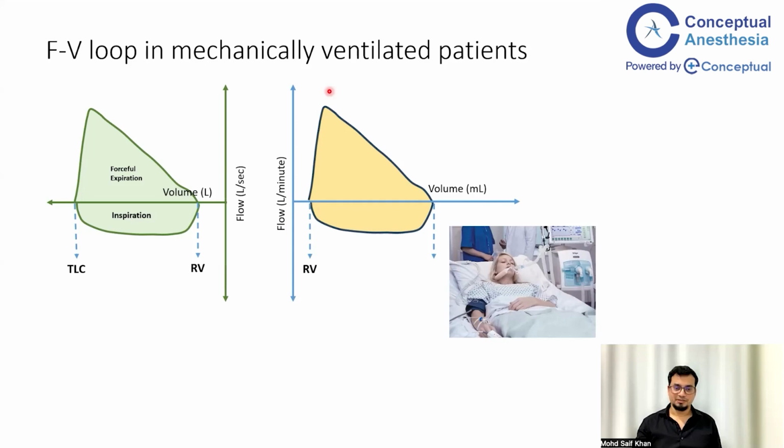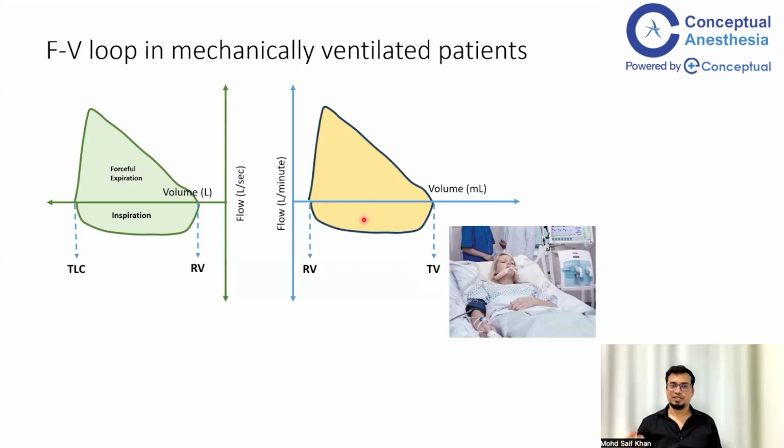This is your inspiration, and this is your maximal inspiratory flow rate. And then we go down. The inspiratory flow decreases to the minimum and becomes 0 at this point, and this point is actually the tidal volume. So we don't have total lung capacity here, we have the tidal volume. This is the main difference between spontaneously breathing and mechanically ventilated patients. We have tidal volume here, which we deliver to patients in each breath, in ml.